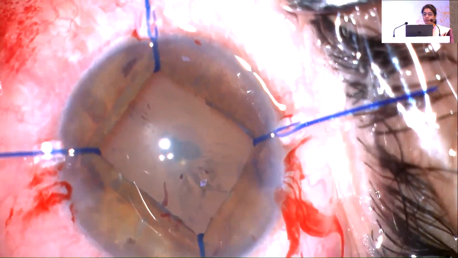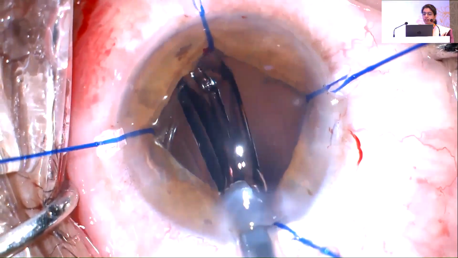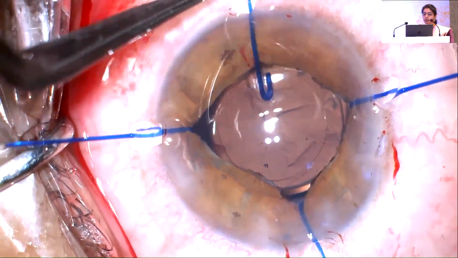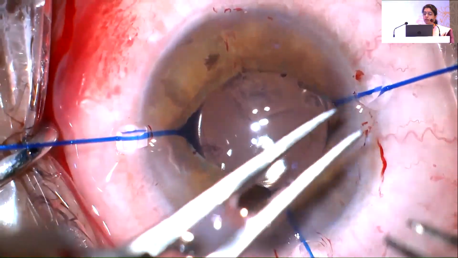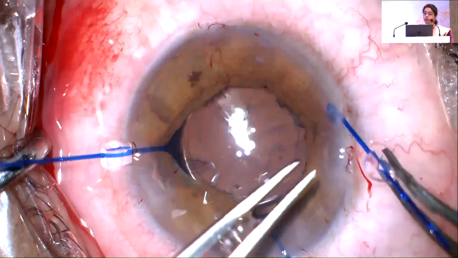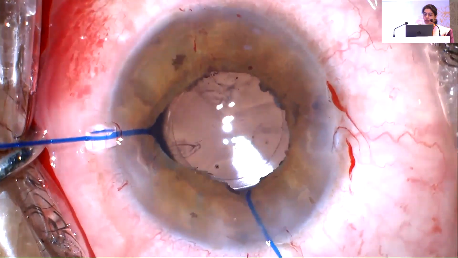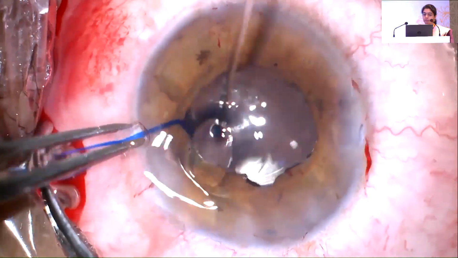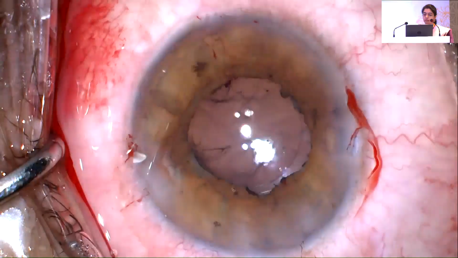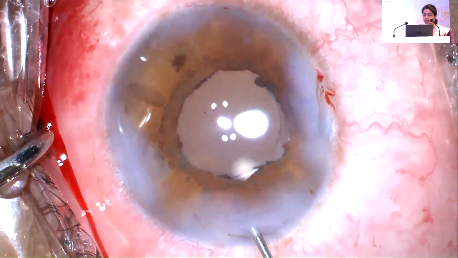A large capsulorhexis should be done. Phacoemulsification is not very difficult in these eyes. Removing the iris hooks is also very straightforward. While removing the viscoelastic, please take care to remove the viscoelastic even from behind the IOL, because retained viscoelastic can cause further inflammation in these eyes. So removing the viscoelastic thoroughly from the bag and closing the case.